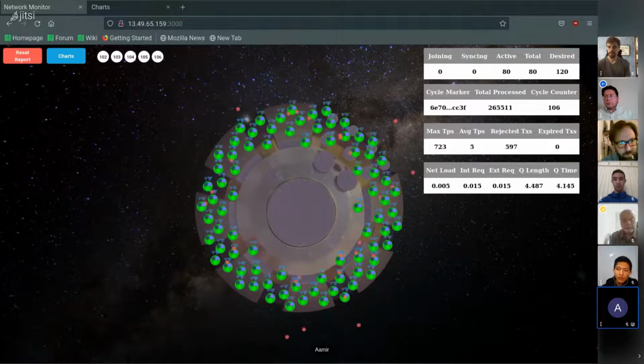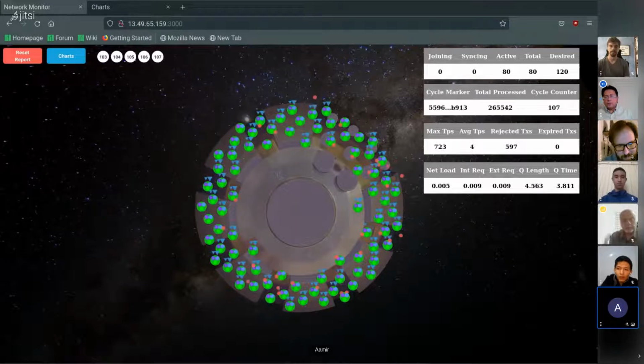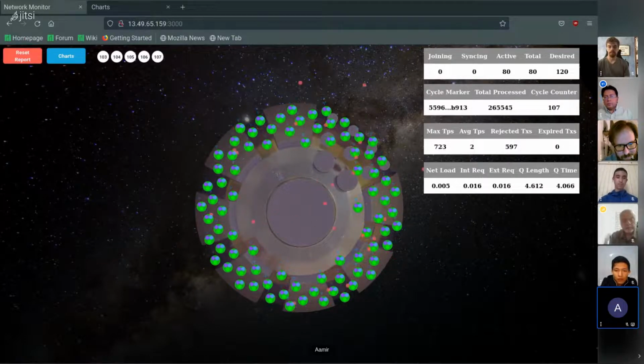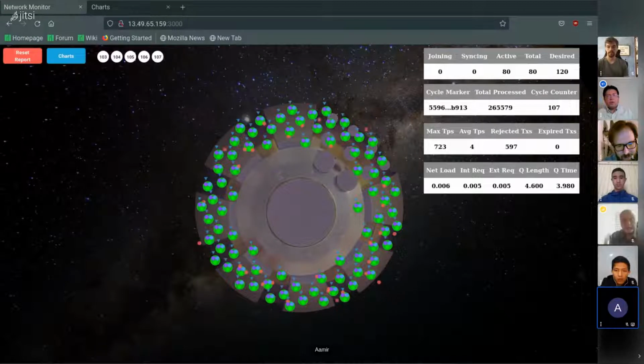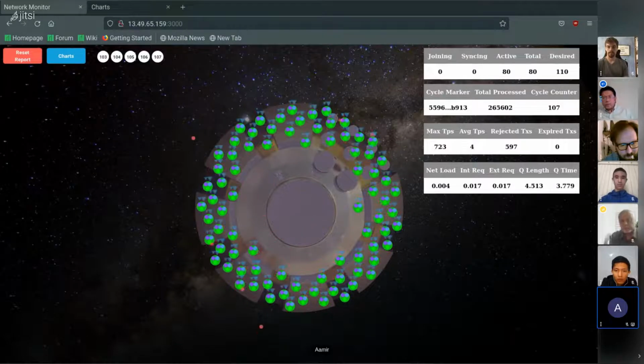So we're down to 120, and you can see that the overall net load is really low. Andrew's just hitting it with a very low TPS right now. And pretty soon the network should start dropping some nodes out. And this was the part where last time in our demo, we ran into an issue, and then some of the nodes got out of sync.